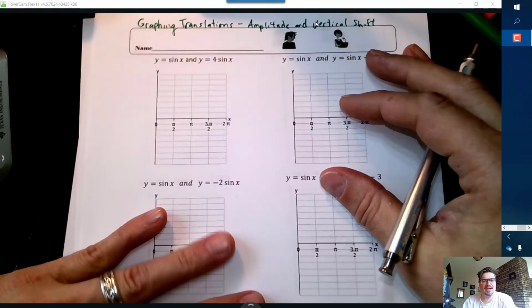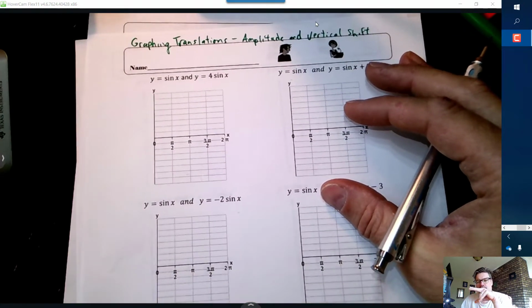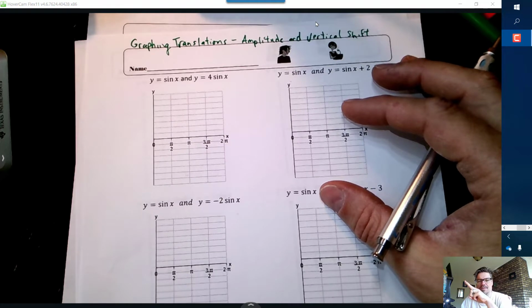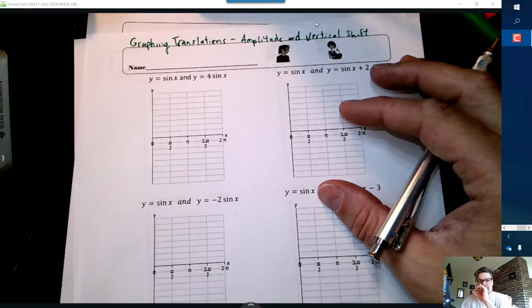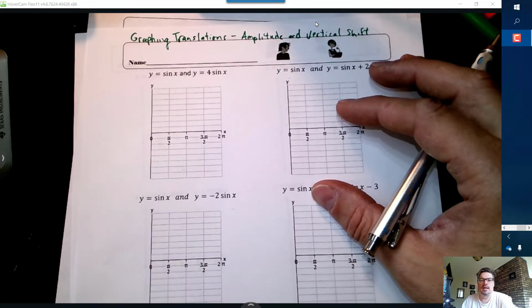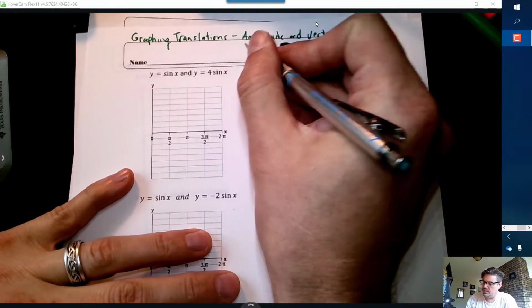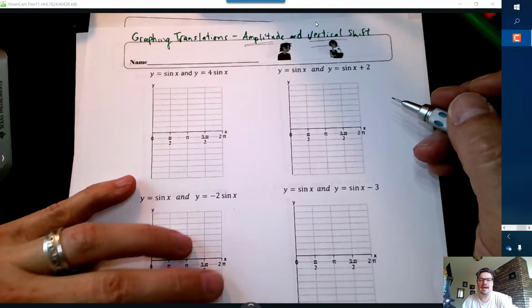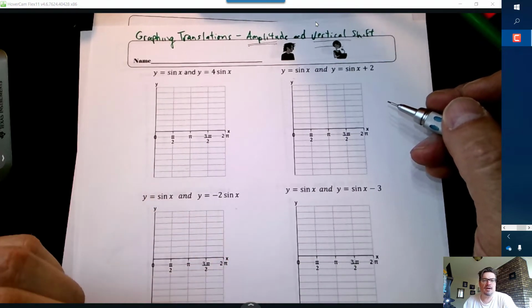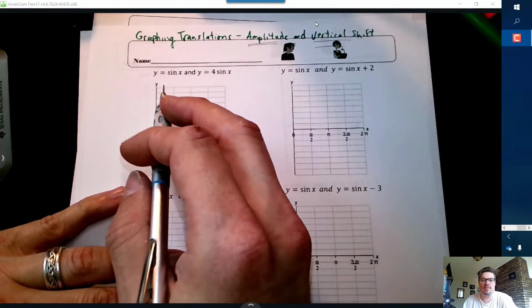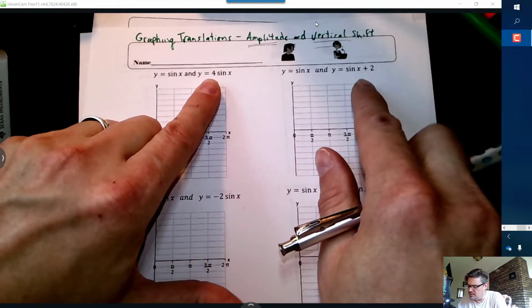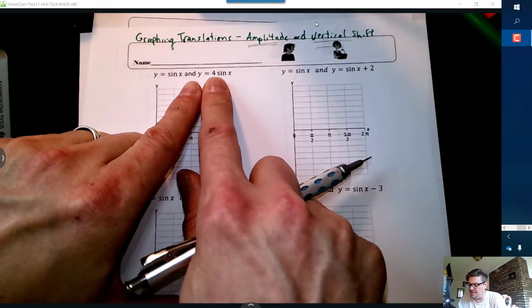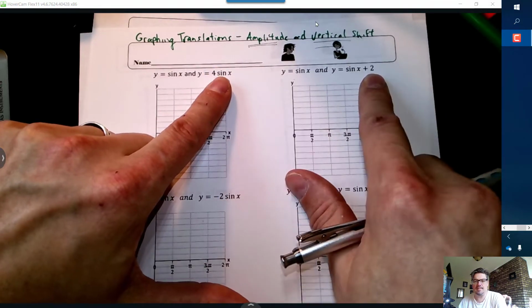So I think what I did is I picked the two. There's four translations. Two of them are the easiest, and I want to do the easiest ones today. All right. So we've got something called amplitude, and then you've got something called vertical shift. Let's go ahead and take care of this piece right here. You'll notice that the difference between these two is you've got a number attached to the front, and then you have a number attached on the back.